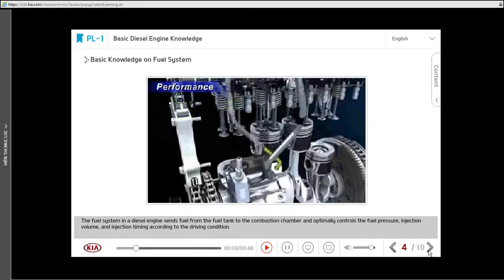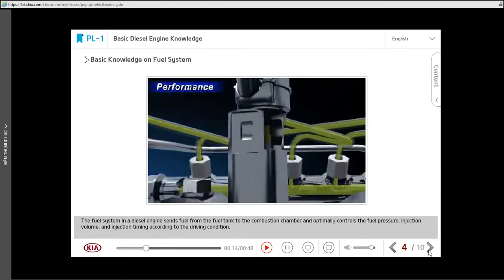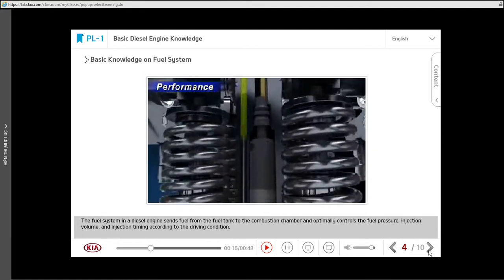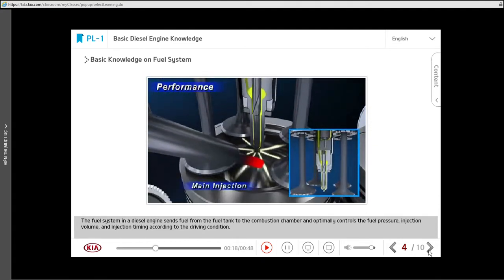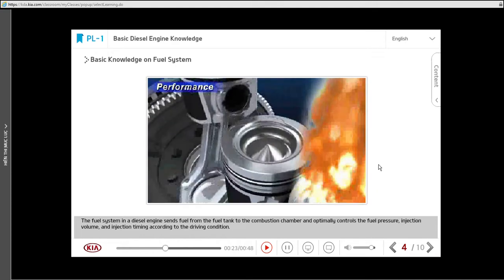The fuel system in a diesel engine sends fuel from the fuel tank to the combustion chamber and optimally controls the fuel pressure, injection volume, and injection timing according to the driving condition.